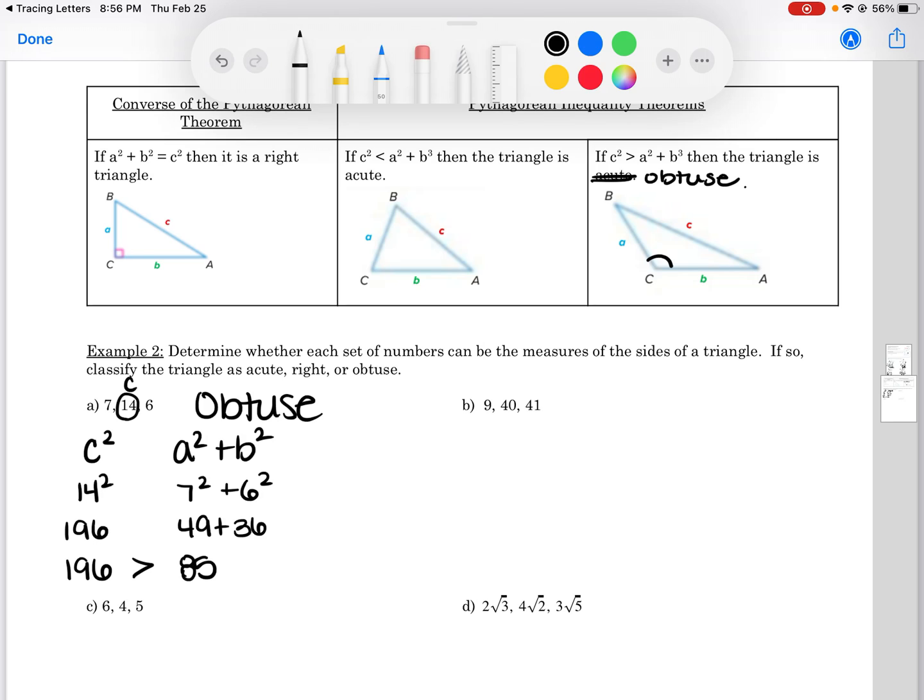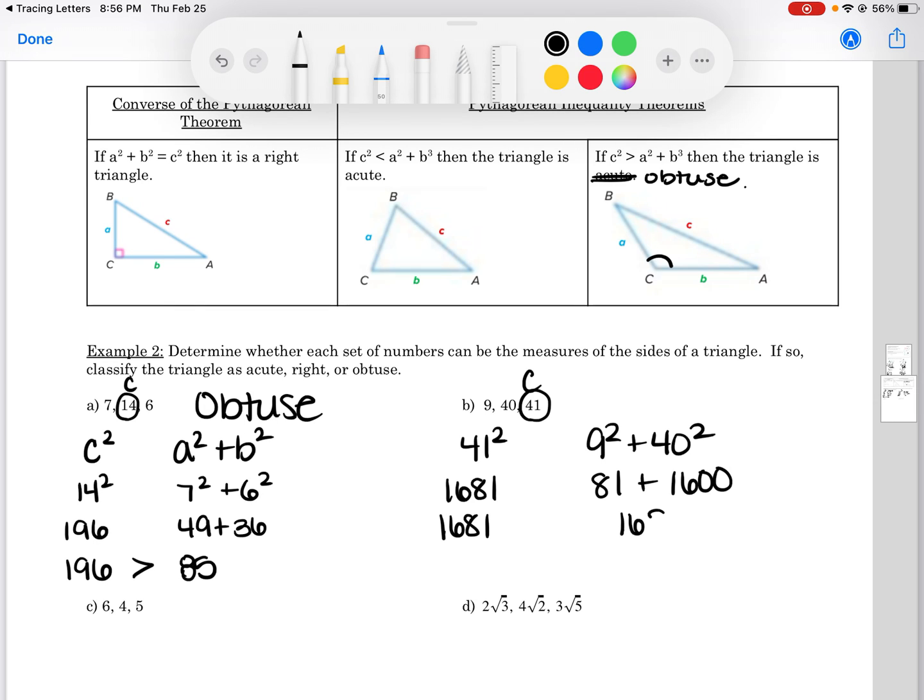Okay. So for the next one, again, look for your largest side. That's going to be your C. So we have 41 squared. We want to know what happens when we do 9 squared plus 40 squared. 41 squared is 1681. We have 81 plus 1600. So 1681, this adds to 1681. Those values are equal. So since they are equal, that means we have a right triangle.